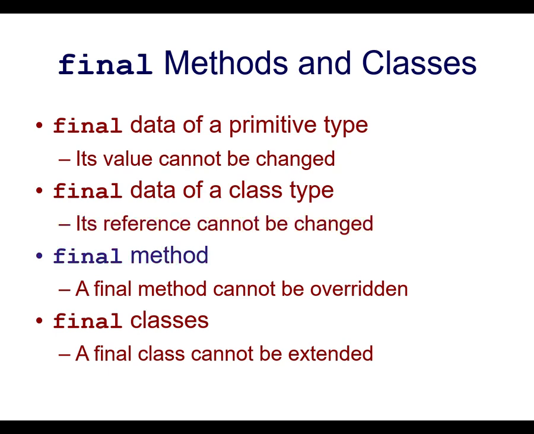Next, what about when it modifies a method name? In that case, it means that the method cannot be overridden. The Object class has several final methods. These are methods whose behavior can never be changed. Lastly, let's consider the meaning of a class being labeled final. A final class cannot be extended. All of the wrapper classes, such as Integer, are final classes. User-defined final methods and classes are also possible.